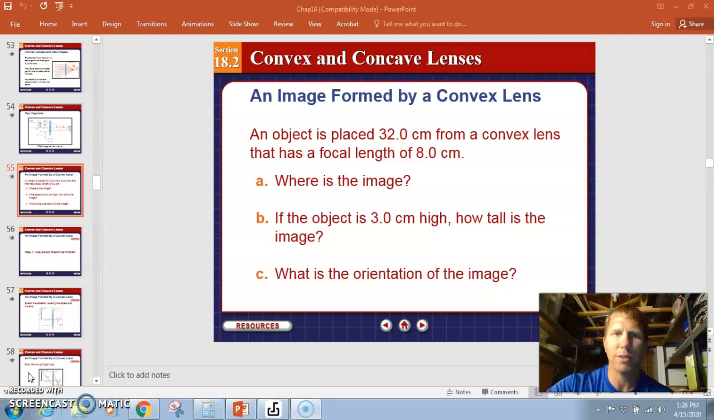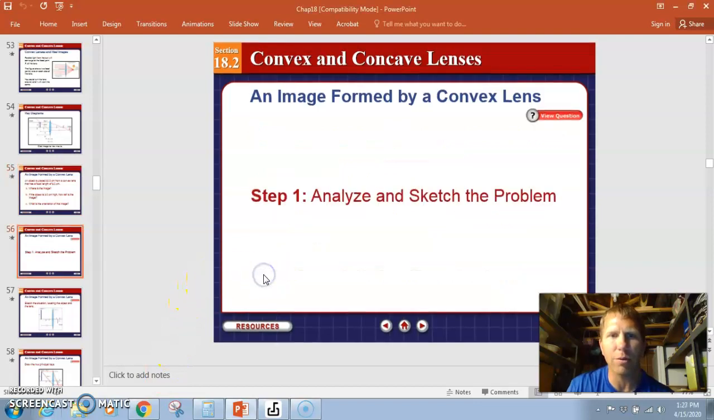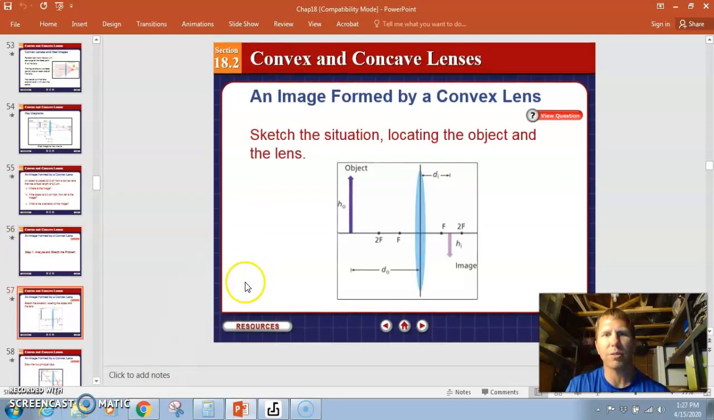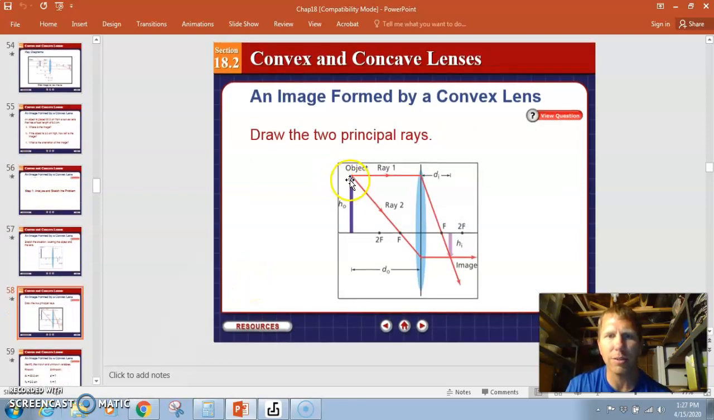And then there are different questions you could be asked about it. In this case, where is the image? That's a common one. How tall is the image if the object is 3.0 centimeters high, and what is the orientation? A lot of times, and on my second example, I will have you draw or sketch the problem. And so once again, here is how we do that.